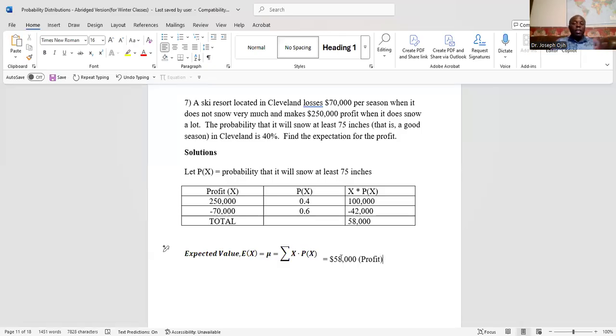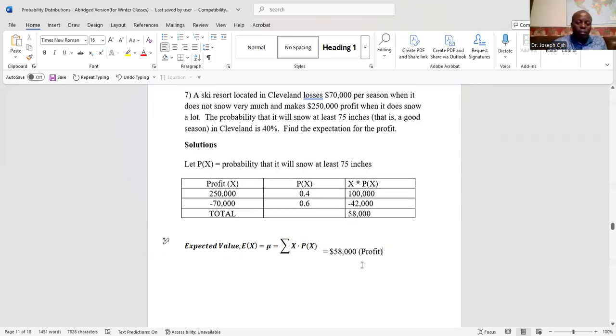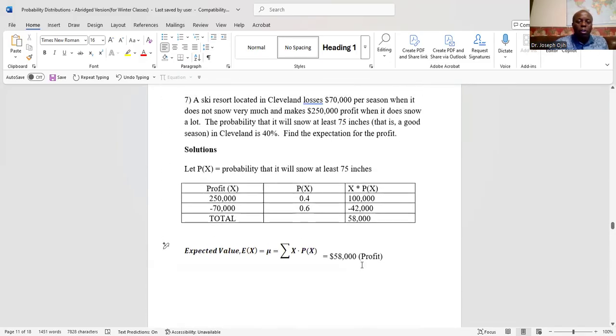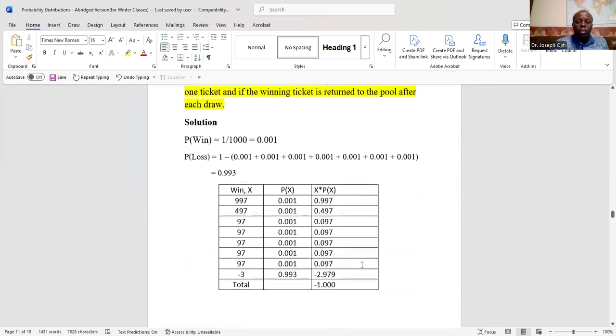If it's negative, that means not good. Like the lottery. The lottery is always not good because most of the time you lose. It is skewed. If you remember when we did skewness, it is skewed to favor the house. Always. Otherwise they won't be in business. So any question before we round up? We are done for today. Any question?